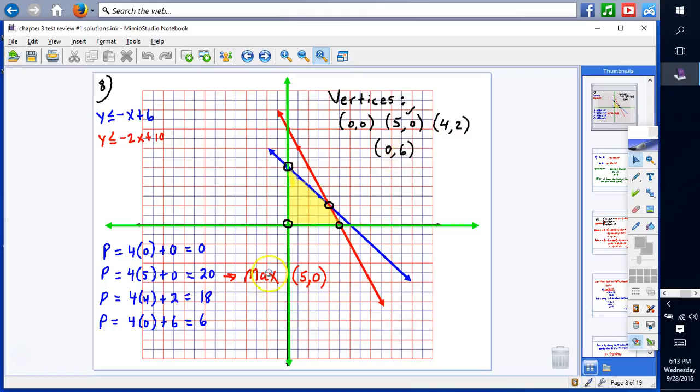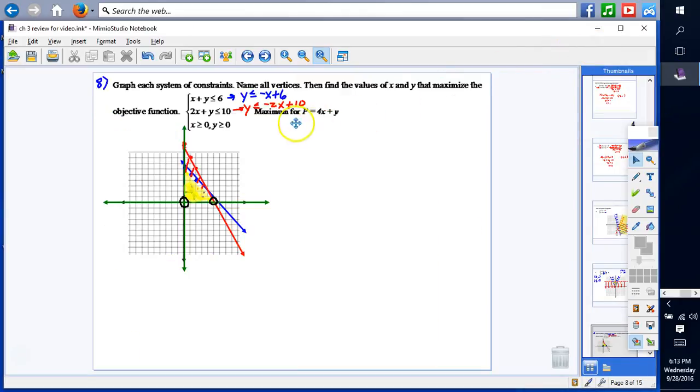Okay, so the test is going to say list all the vertices, and so that's what we've done here. And then it wants to know in this problem which of these vertices, this is x and this is y of course, which one would maximize the given function. And that will be provided for you. Here's the function. So you just take each one of your four vertices, there's that one where blue and red cross each other, and then you've got this one up here. Plug each of those ordered pairs in for x, y, and you'll see which one gives you the highest number for p.